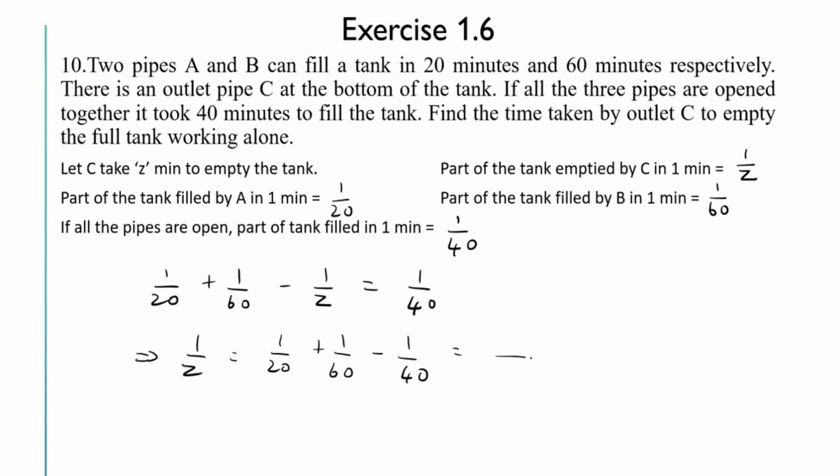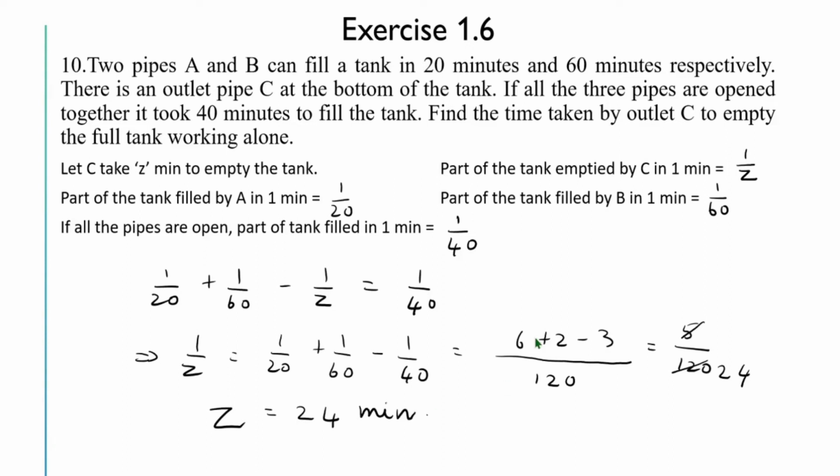So let us take LCM. We can take 120 as the LCM. So here 6 plus 2 minus 3, or this is equal to 5 by 120. Or we get Z is equal to 24 minutes. So we have taken C takes Z minutes to empty the tank. Therefore, the time required by C alone to empty the full tank is 24 minutes. I hope this is clear.